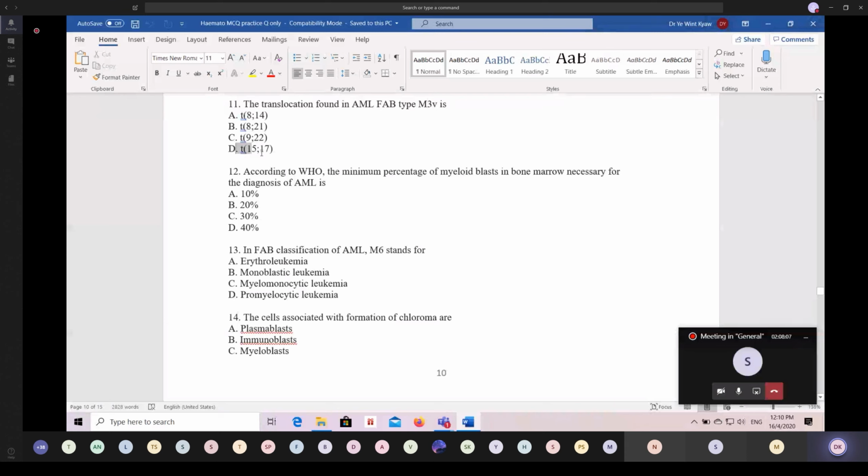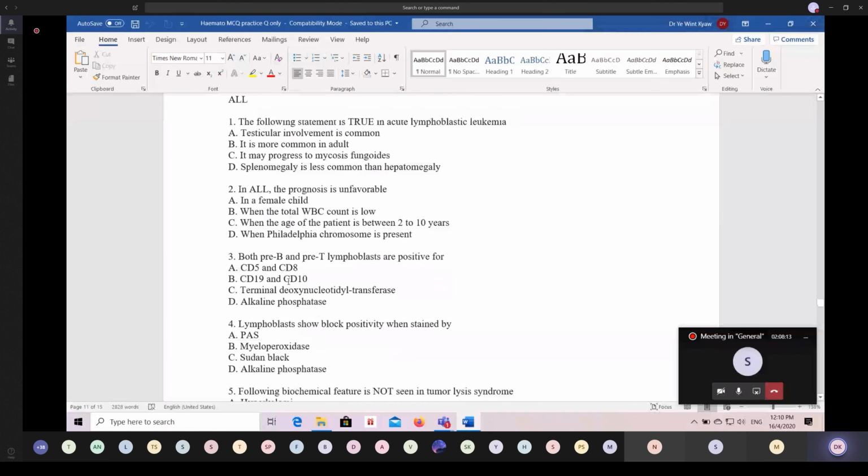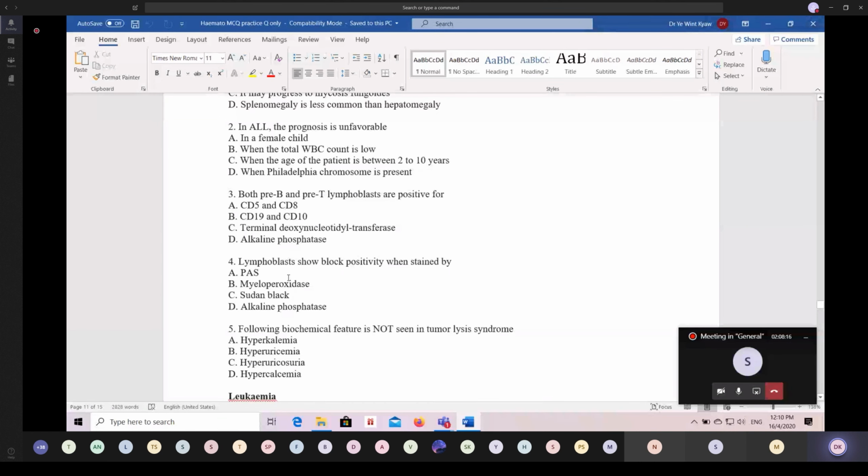This one I will tell, and you need to know this one. Number 3, this is positive. This is memorizing only. I cannot explain. Pre-B, TdT positive. You should know this also in clinical. So I will teach this point.